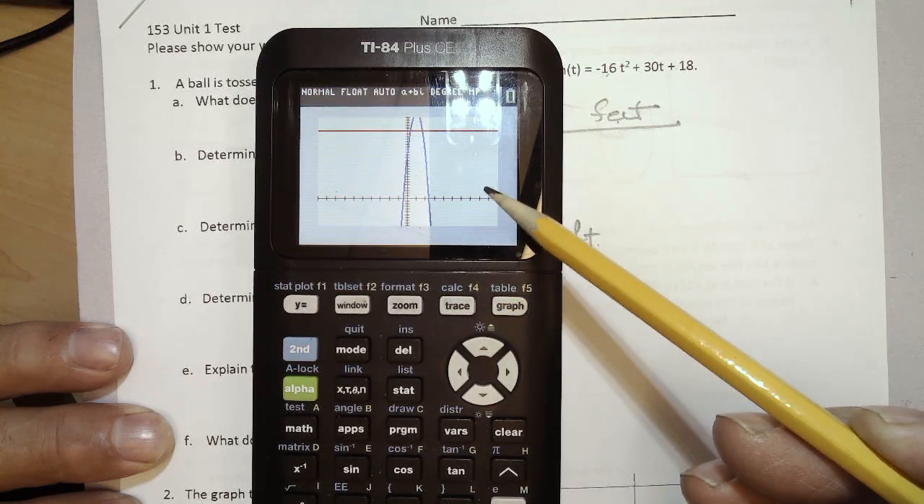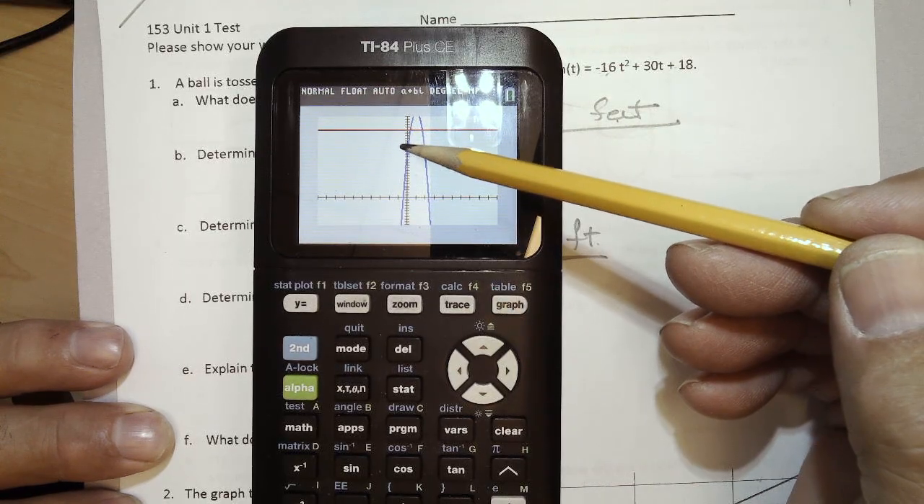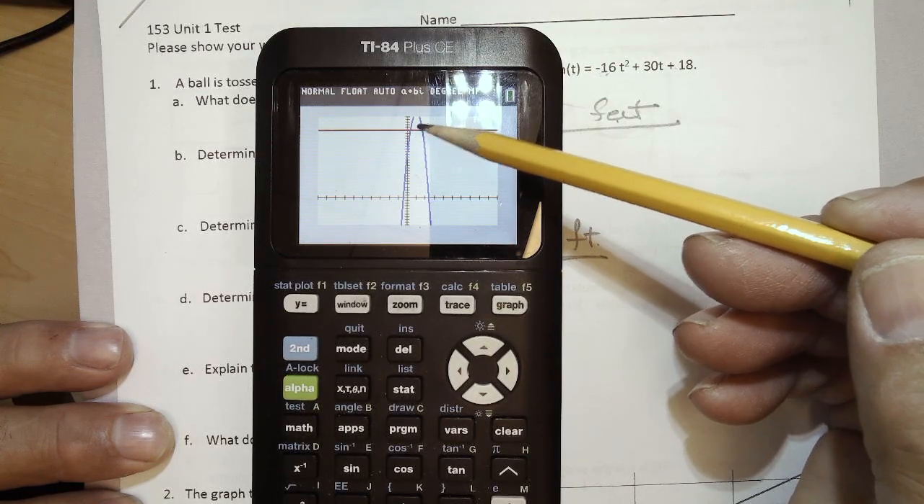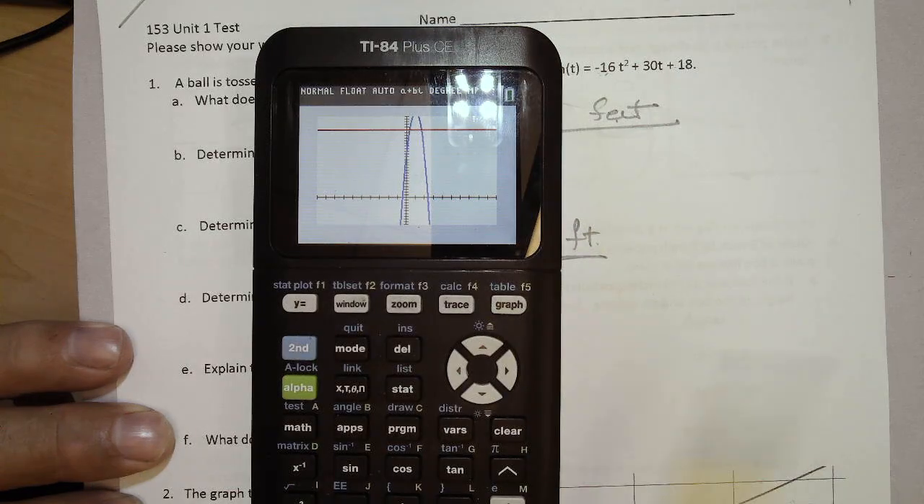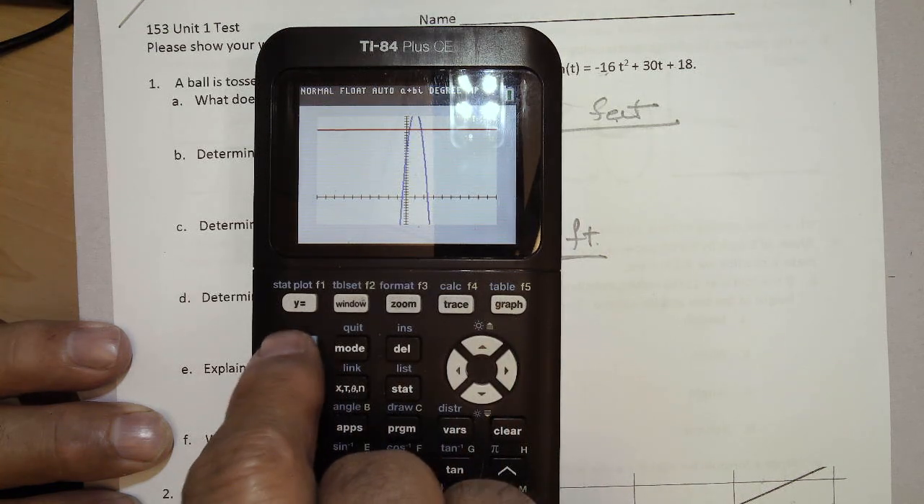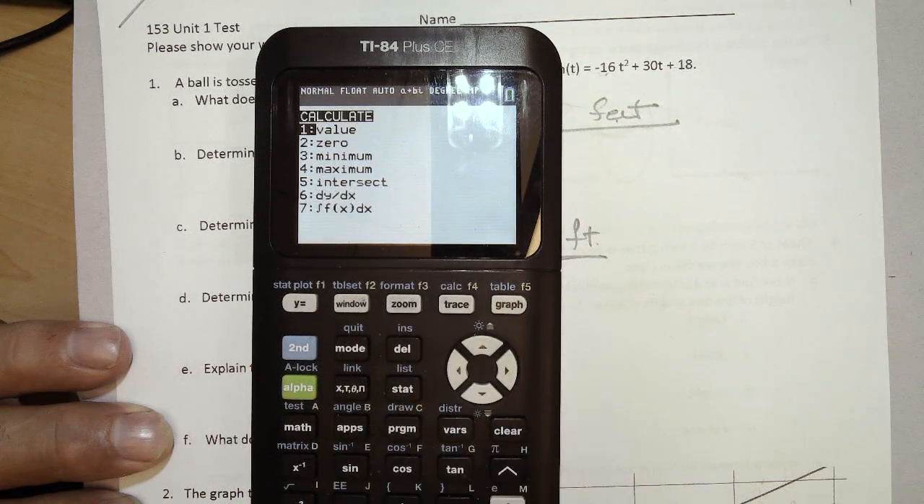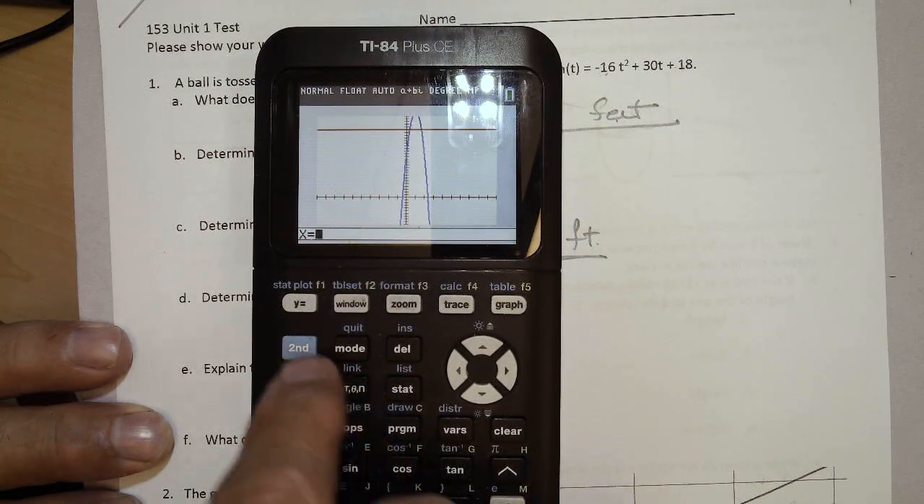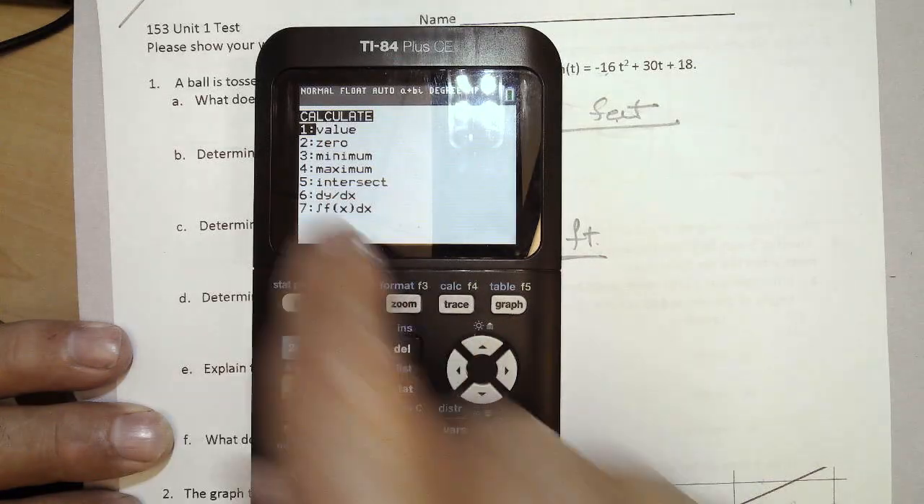Going up, this is time passing, so the object is going up, and at some time it hits 25, and then on the way down it hits 25 again. So I need those intersection points. To do that on the calculator, you push second, calculate, intersect. Second, calculate, intersect.